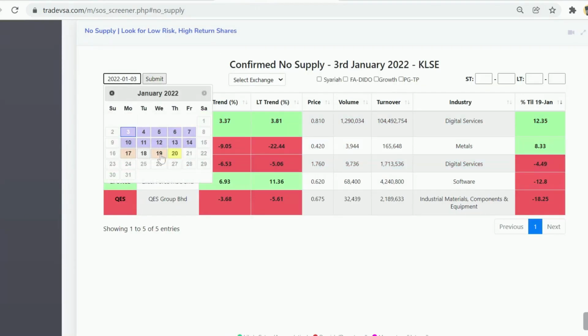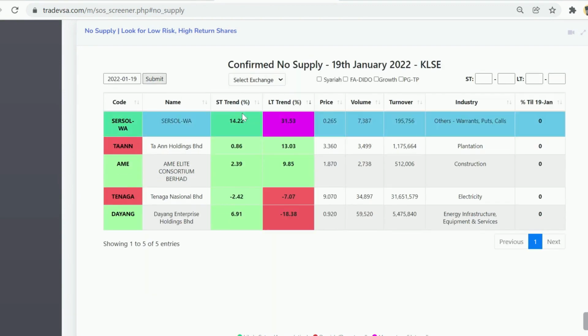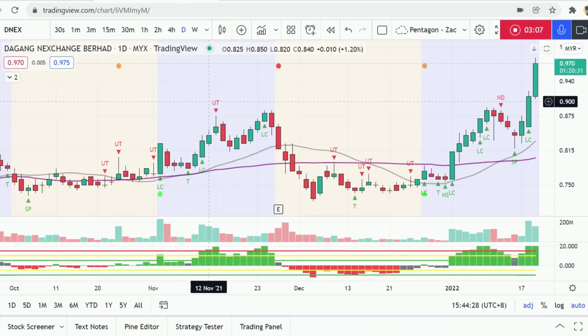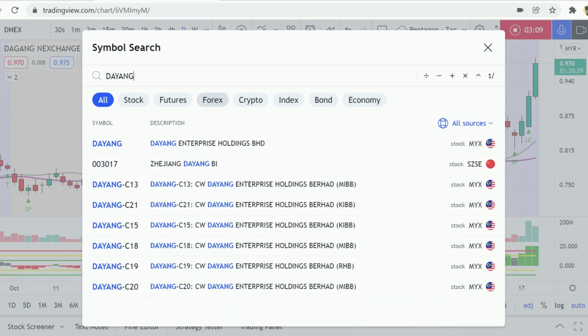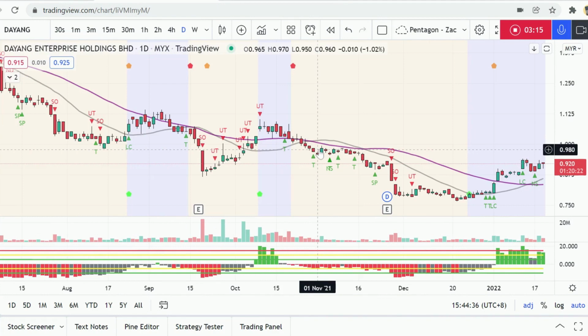So we will go into this screener here. Let's go into 19th of Jan. I think this is how I picked up Dayang. If you notice, Dayang is actually still in a very downtrending trend here, because the LT trend is negative 18. Whenever you see this kind of formation, you know the background is pretty weak, and you don't want to hold for a long haul in this case. You probably want to aim for quick trades.